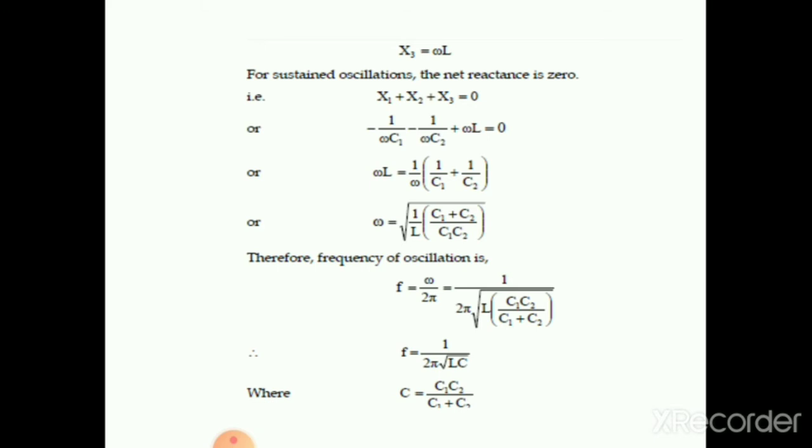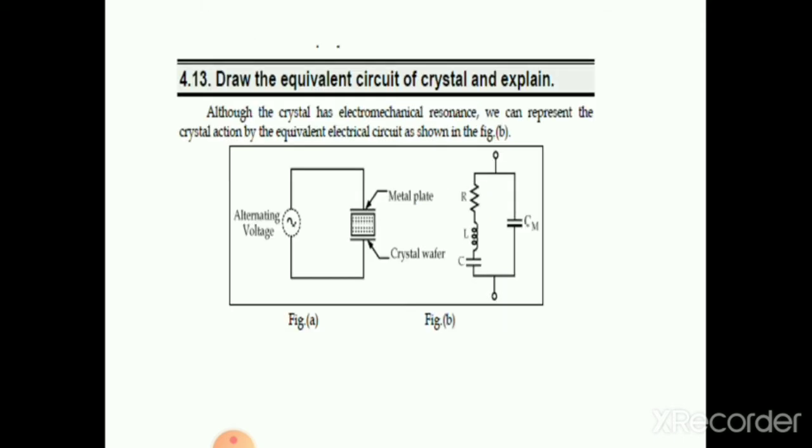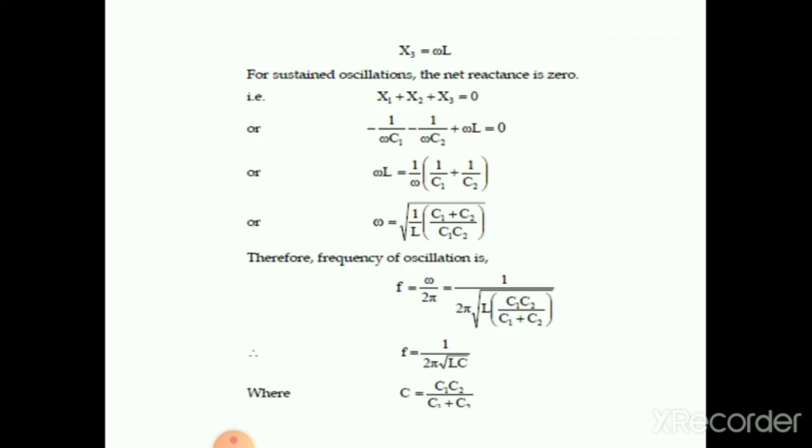Therefore the frequency of oscillation is, as we know, omega is equal to 2 pi f. So replacing omega with 2 pi f, f is equal to omega by 2 pi, which will become 1 by 2 pi under root of 1 by L times C1 C2 by C1 plus C2. So f is equal to 1 by 2 pi under root LC, where C is equal to C1 C2 by C1 plus C2. So this is the derivation of the frequency formula in case of Colpitts oscillator.